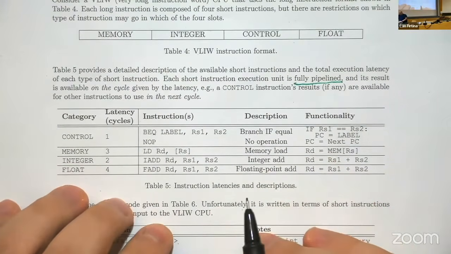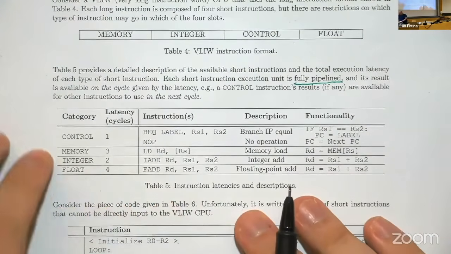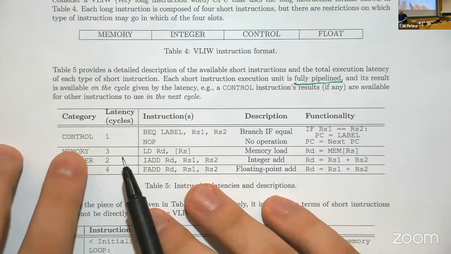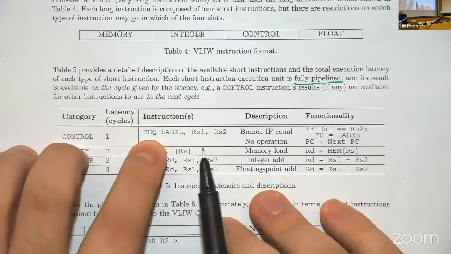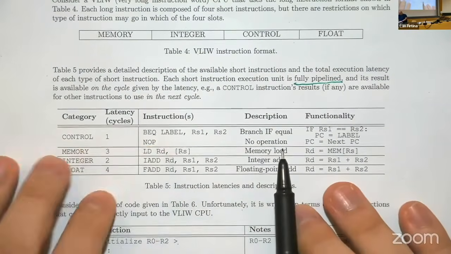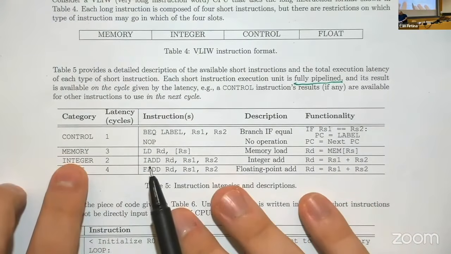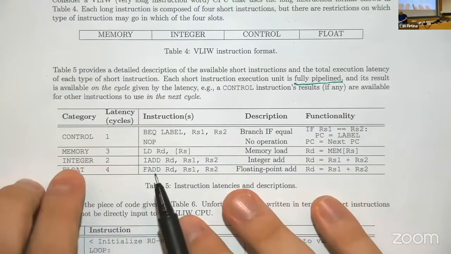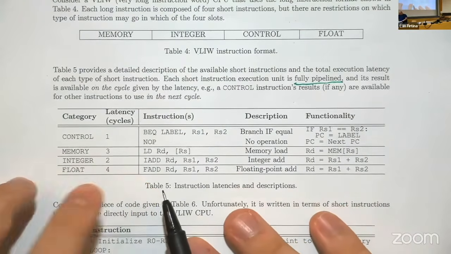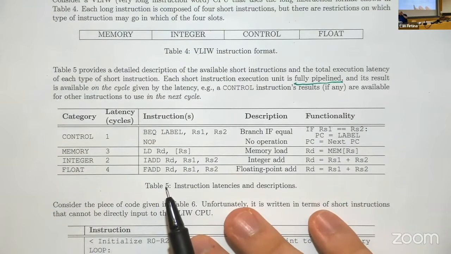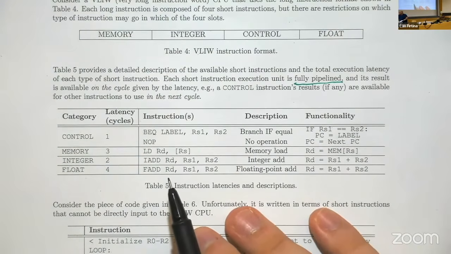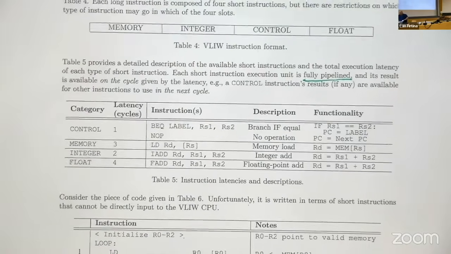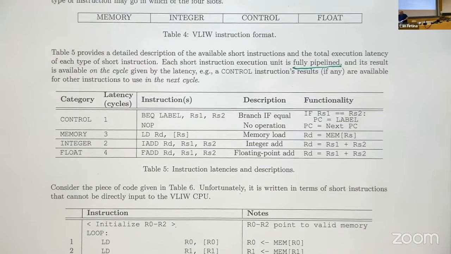So the information that we need to get from this table 5 is that we have one type of control instruction, which is the branch if equal instruction. We have a load instruction, which has a latency of 3 cycles. We have an integer add and a floating point add instruction also. These should be very familiar. They follow syntax analogous to MIPS. So just keep these in the back of your mind. We'll come back to them as soon as we need them.